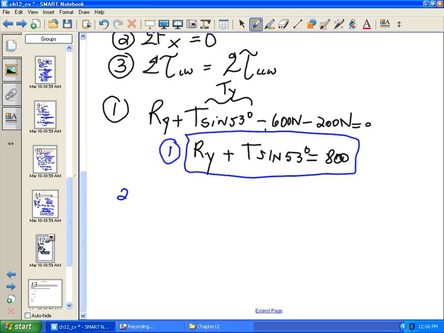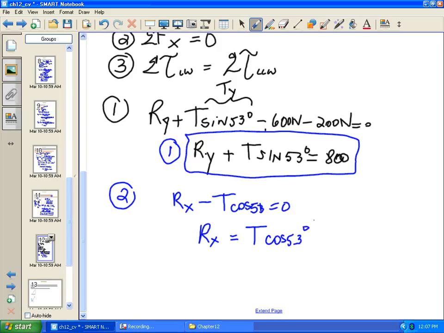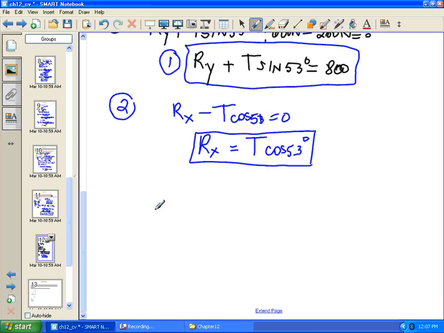All right, let's go to our second equation. Here, we've got our Rx along the positive direction minus T cosine of 53 degrees equaling 0. And that gives us the equation that relates Rx equals T times the cosine of 53 degrees. And again, we've got three unknowns here, T, R, and theta, since Rx is R cosine theta.